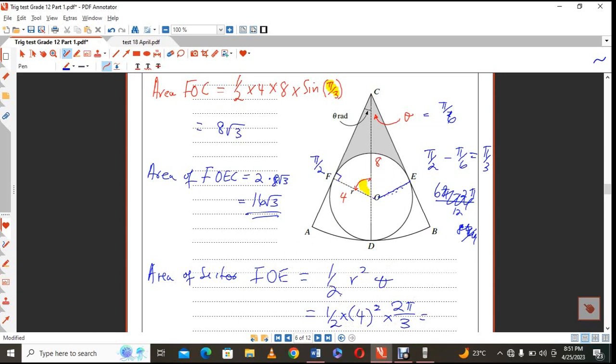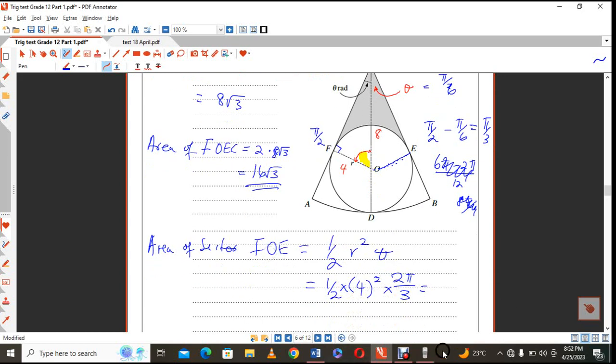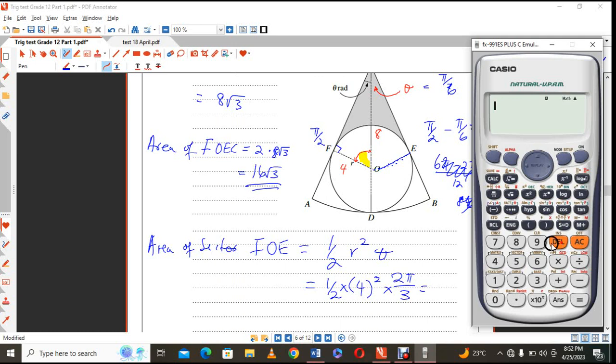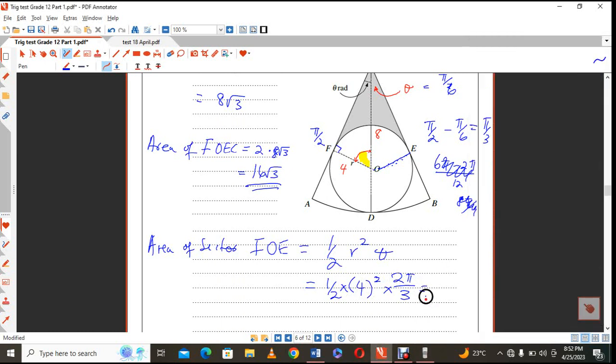Right, so let's grab a calculator and see what we get as an answer. So I have a half times 4 squared times 2 pi over 3. Good. That gives me 16 over 3 pi. So that's 16 pi over 3. All right, so that's the unshaded region there.